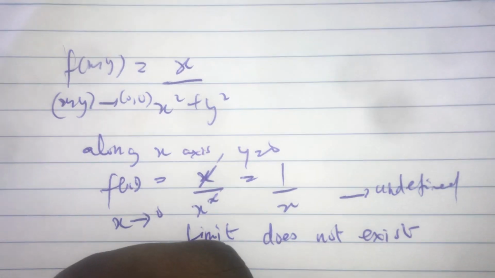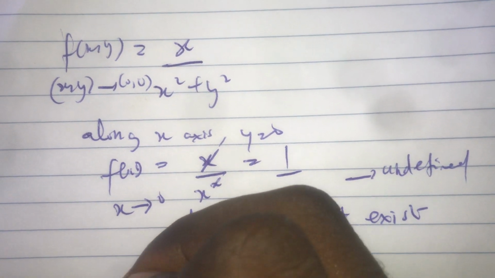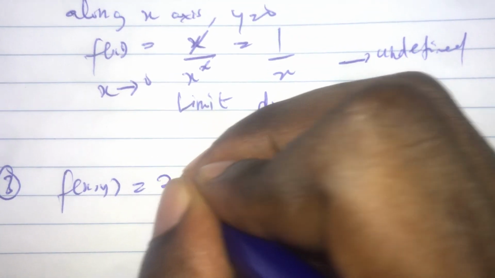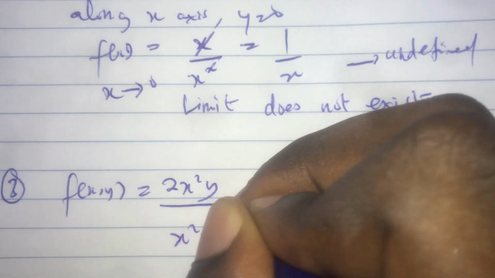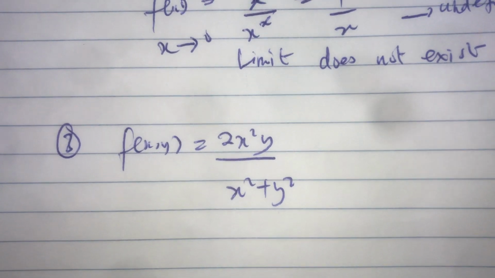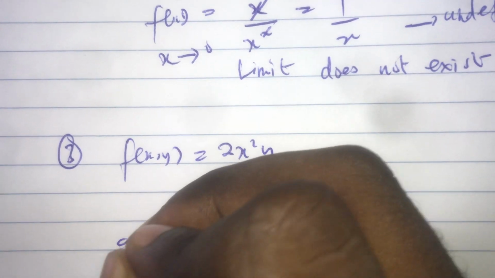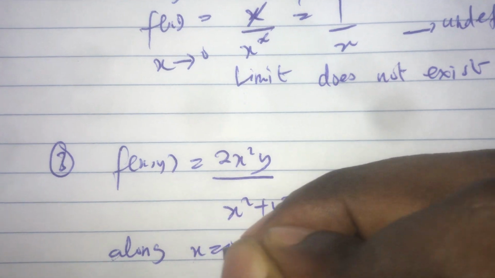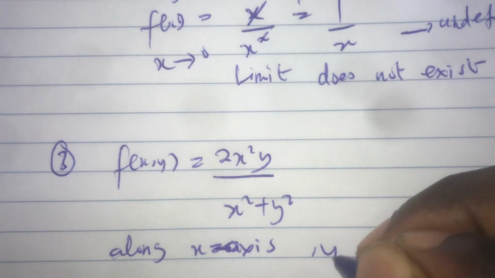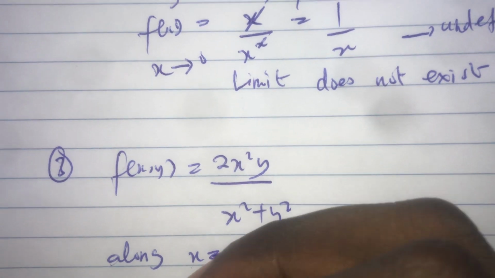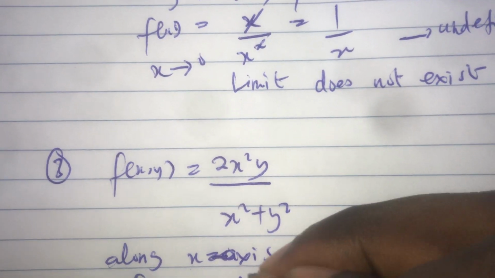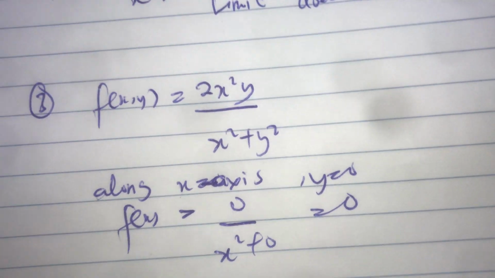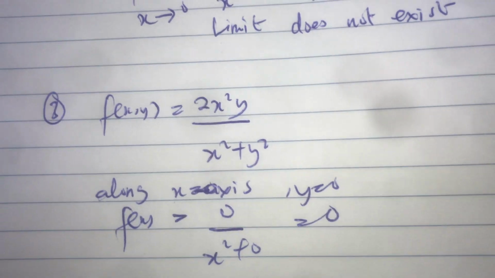Now let's go to our third example. With our third example, we have 2x squared y all over x squared plus y squared. So we look at our first pathway along the x-axis, which is y equal to 0. If y is 0, we'll be left with 0 over x squared plus 0, which is 0. So with our first pathway, we had our limit equal to 0.